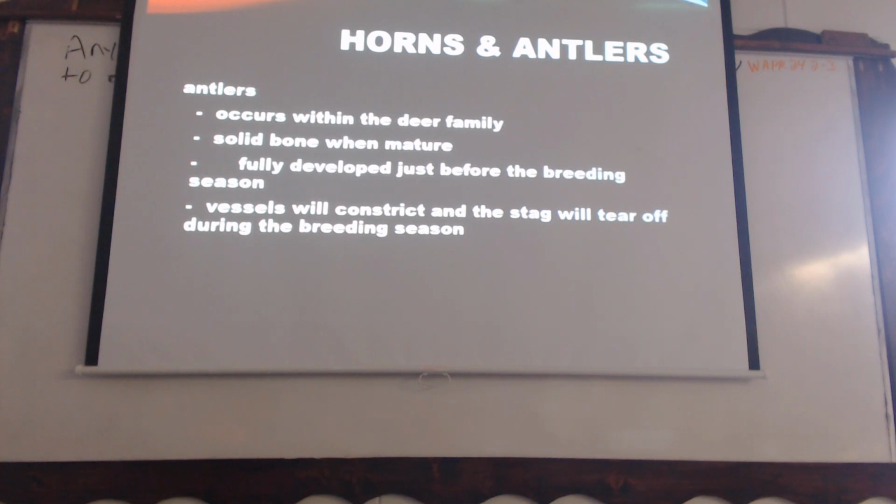Now we're talking about antlers. Antlers, the coolest of all horns. That's not true. I'm biased. It occurs within the deer family, or cervids. Solid bone when mature, fully developed just before the breeding season. Why the breeding season? What do they use them for? Think of a white-tailed deer, moose, elk. Yeah, fighting other males for dominance. And then vessels will constrict once the breeding season's over, and will break off after the breeding season.